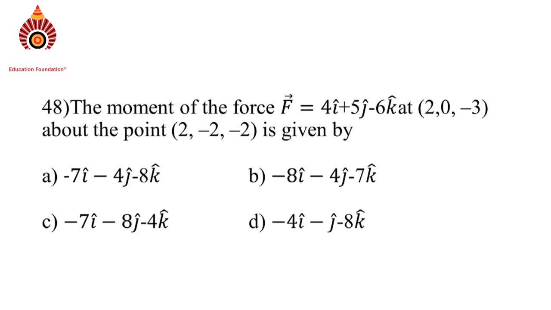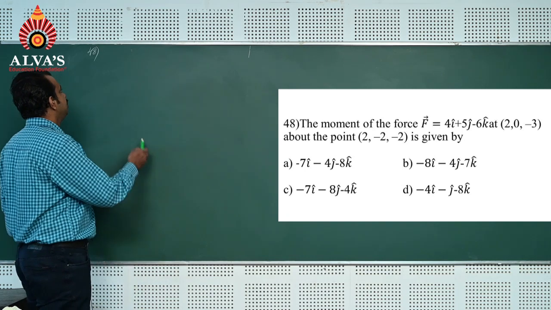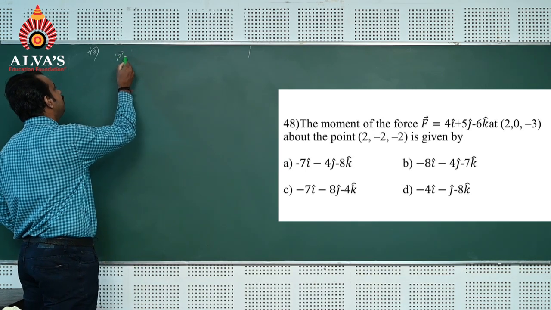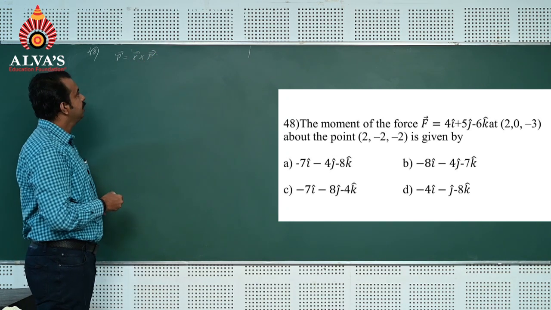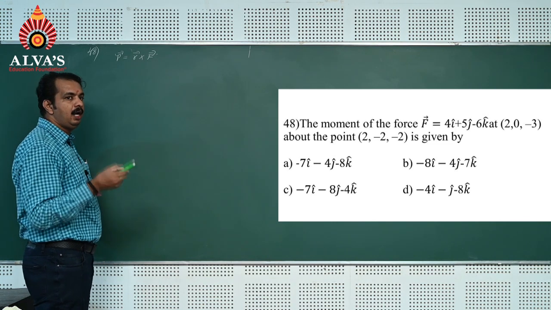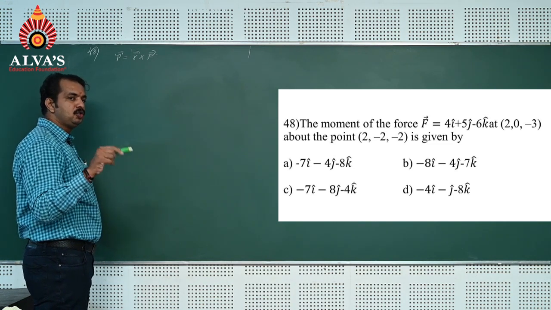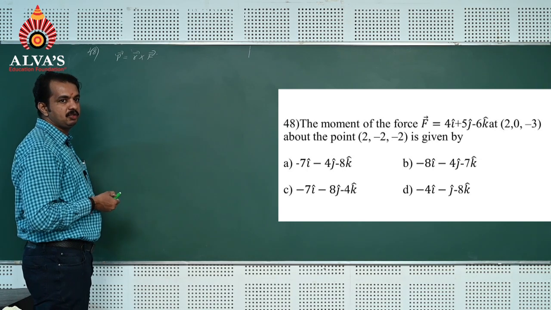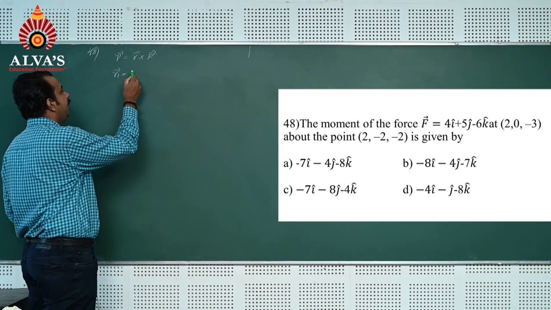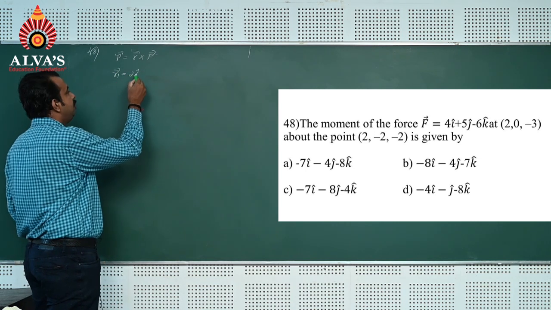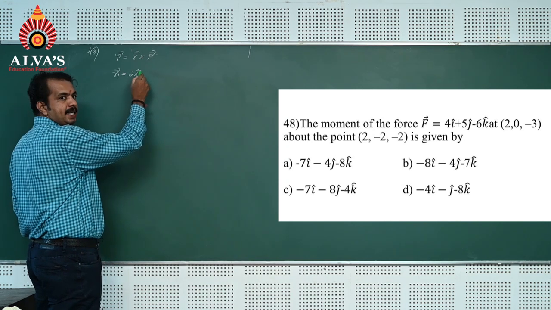Question number 48. The moment of force F is given at 2 points in 3 dimensions. Moment of force is asked, torque is asked. You know, torque can be found by using the formula R cross F. Torque is R cross F. Here F is given in terms of vector, and the 2 points in 3 dimensions can also be expressed in terms of vector. It is R1, which is 2 i cap, comma 0 means 0 j cap, minus 3 k cap.